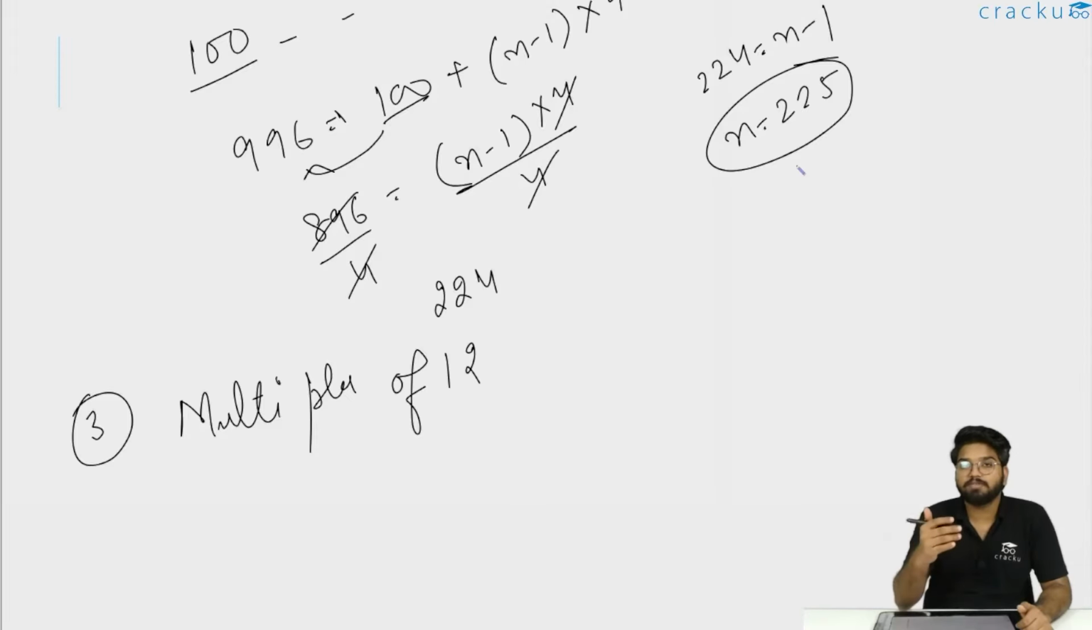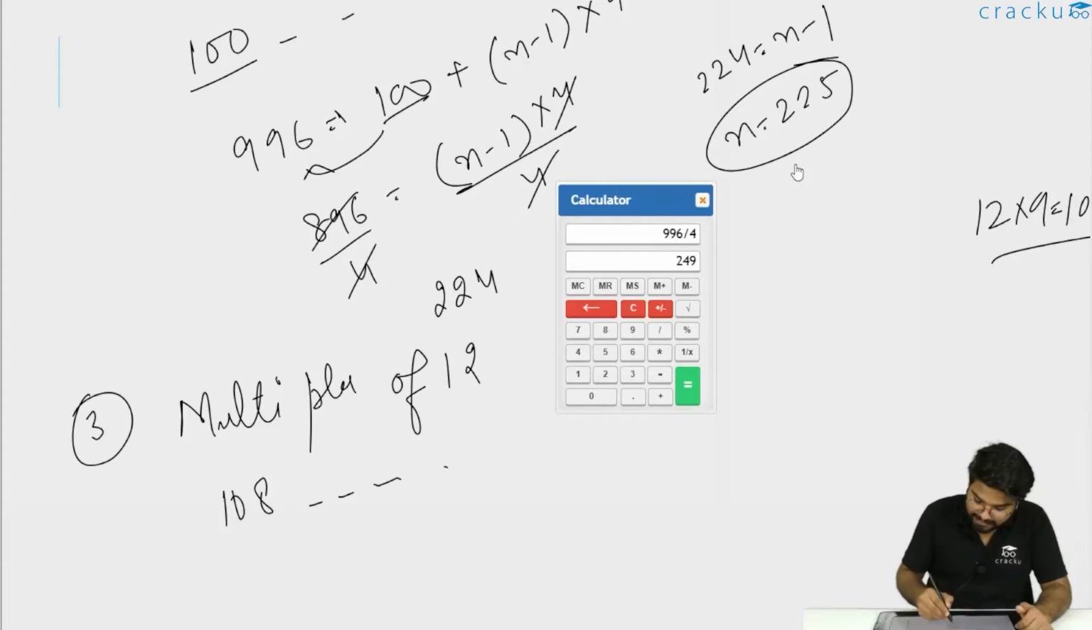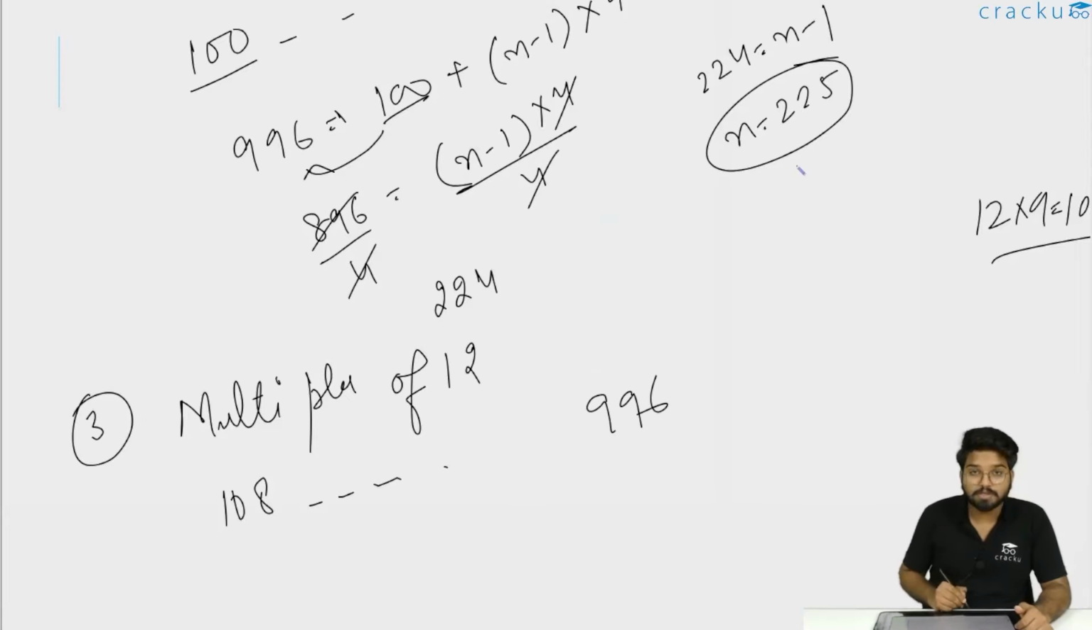So the smallest number, which is a three-digit number divisible by 12, is 108. We all know the table of 12. We know that 12 into 9 is 108. This is the first three-digit number divisible by 12. Now again, what is the last number? 999 cannot be divisible because it is an odd number. 12 is an even number. So let's check for 998. No, it is not divisible. 996. So yeah, 996 is completely divisible.